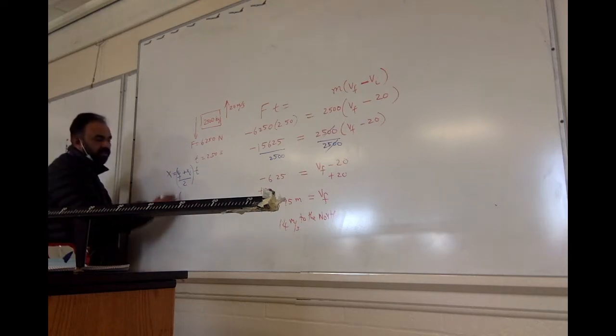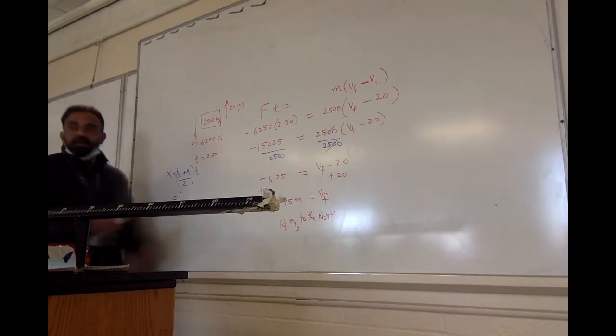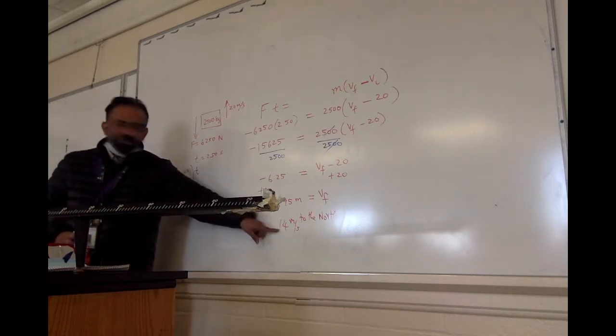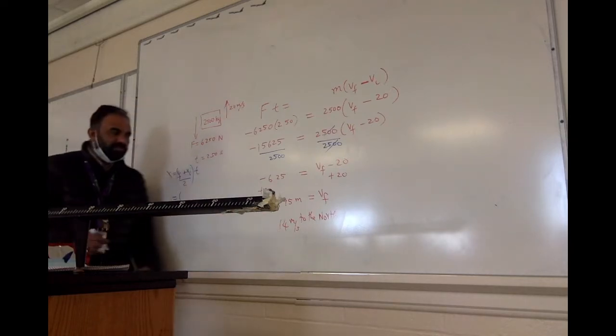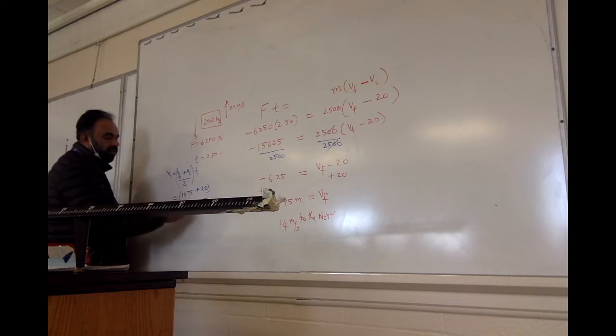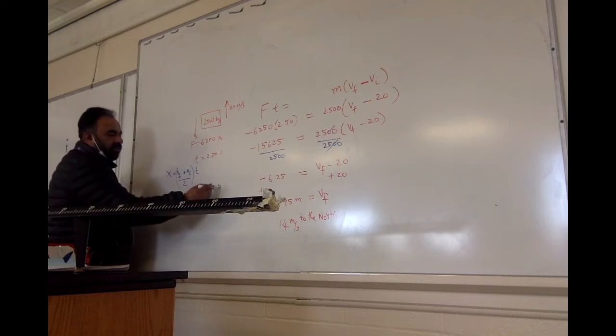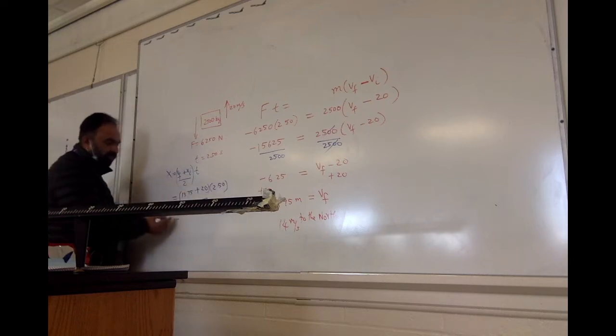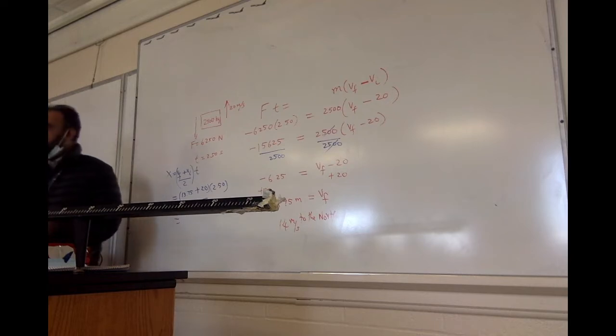So x is equal to... Use this final velocity, not this one. This is a rounded number, don't use this. So 13.75 plus 20 divided by 2 times 2.50. If you do this, you should get around 42 meters.